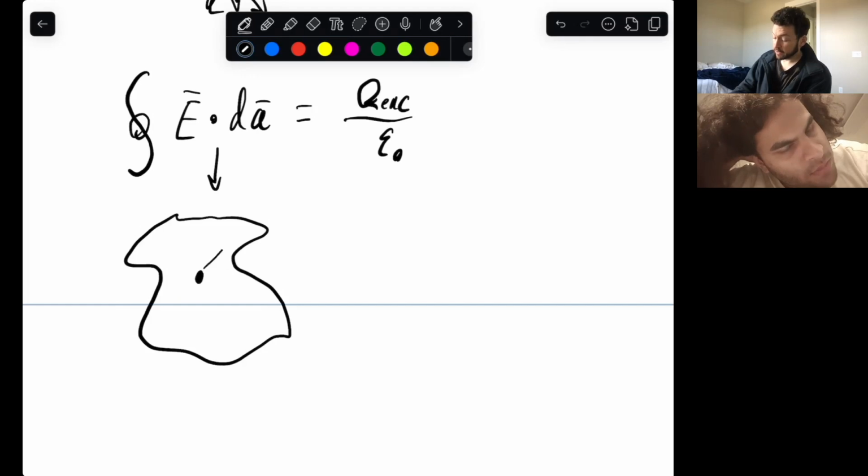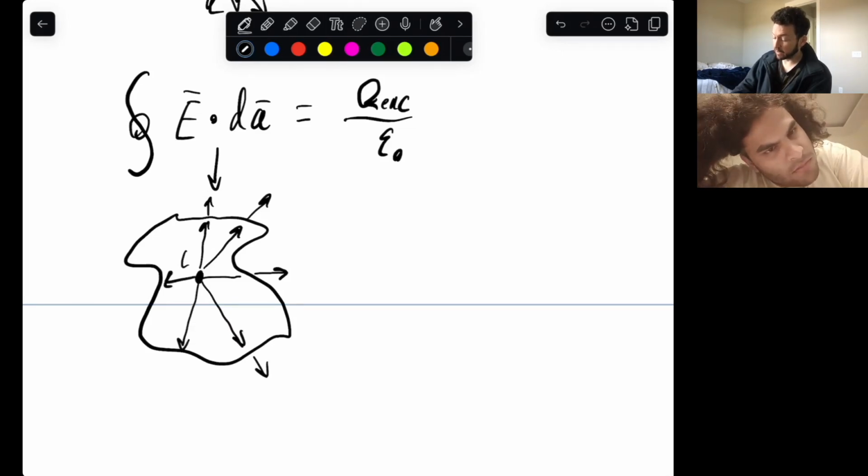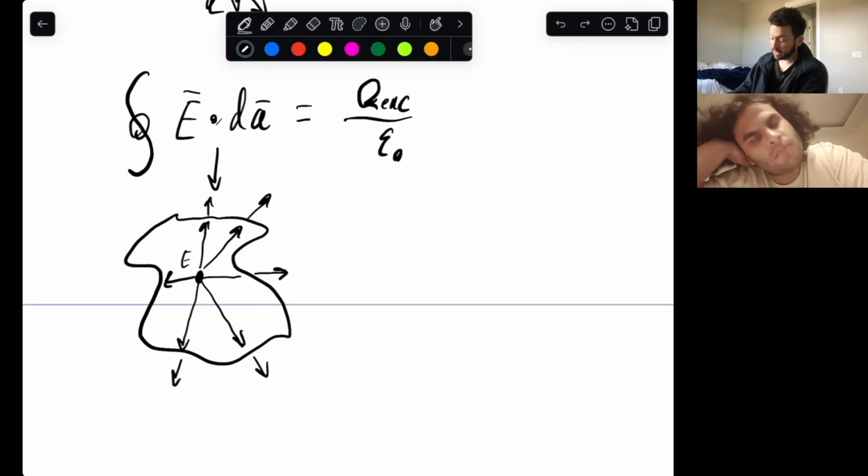Yes, it's the flux, the flow of electric field. Good. Now, what I want you to explain to me is, here are the electric field lines in here, and then out here are like flow lines. It's telling us how much is flowing through. Now, what this integral does is it integrates over every single little piece of area of our arbitrary shape.